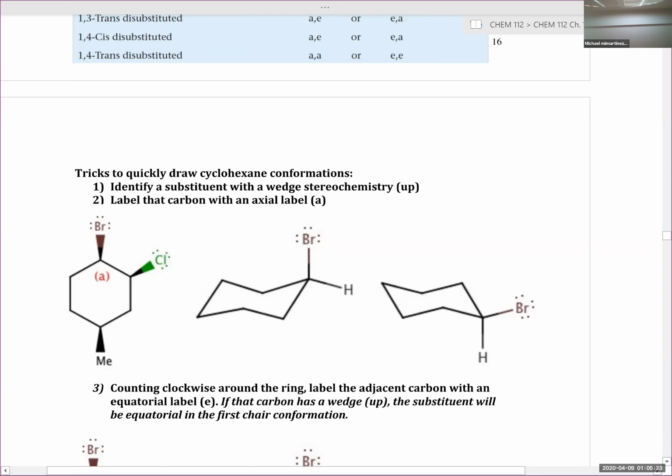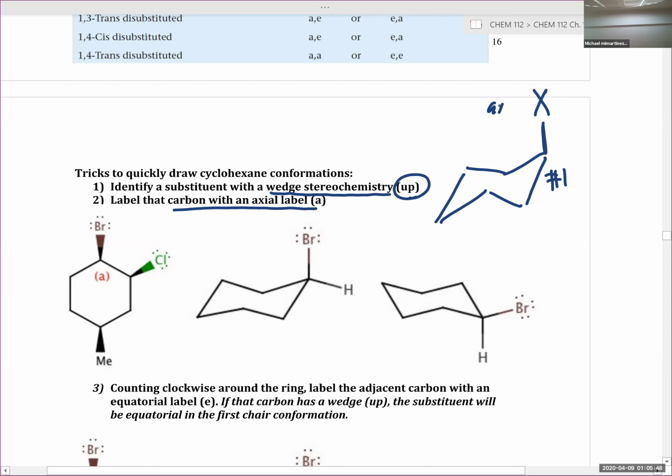So first thing you're going to do is you're going to identify a substituent with a wedge stereochemistry. So it's pointing up. And I'm going to label that carbon with an axial label. The reason for that is because carbon number 1 in the right facing chair conformation, your substituent X is axial up. So for example, if you had a substituent X with a wedge at carbon 1, it would always be in the axial position pointing up.